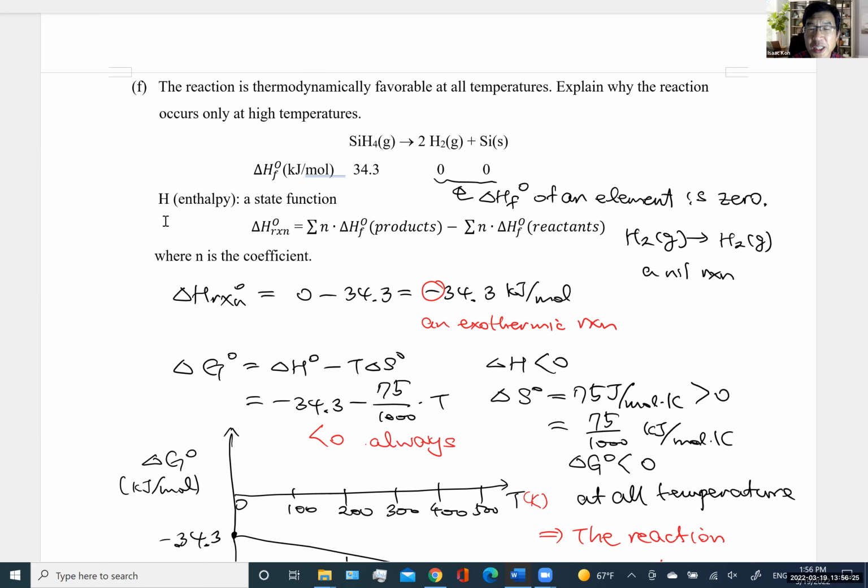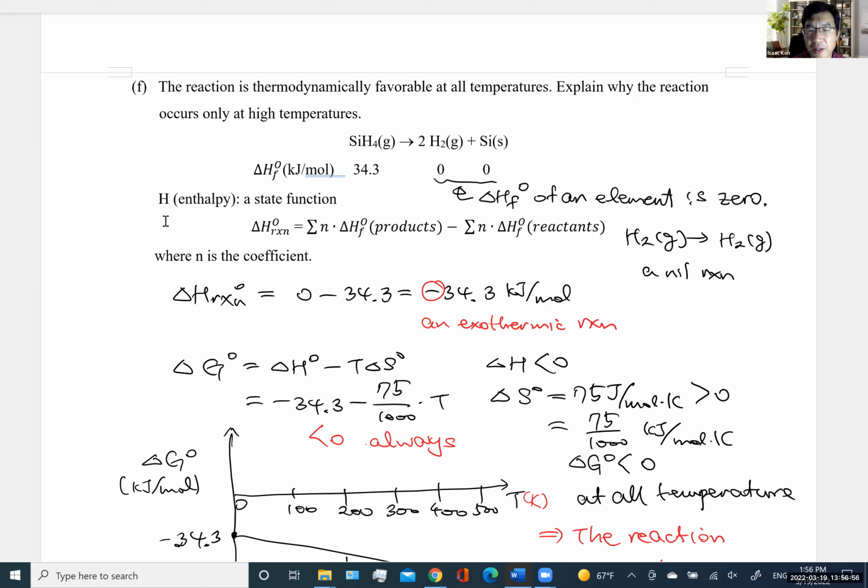Now, let me explain what this means. This reaction is thermodynamically favorable, yet it occurs only at high temperatures. Here we are looking at two terms. First, thermodynamically, and second, kinetically. In order to understand the thermodynamic terminology, let's look at the reaction enthalpy. First, let's think about formation enthalpy: silicon tetrahydride, hydrogen, and silicon.